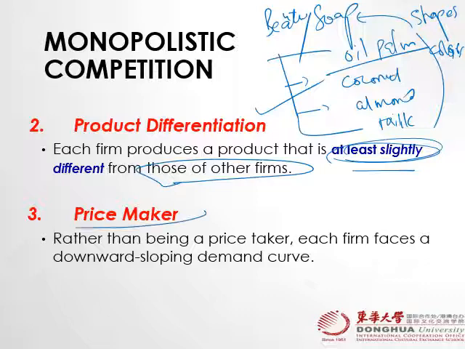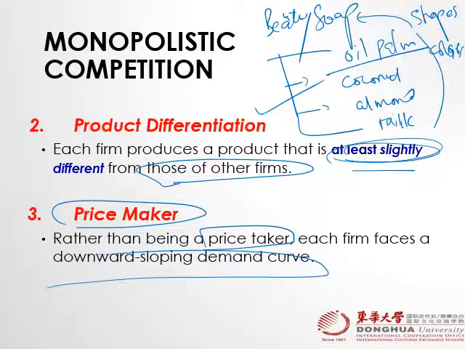The third one was price maker. So rather than be a price taker, each firm faces a downward sloping demand curve, which means their price is subject to the law of demand, right? So they can increase or decrease the price. They can set the price according to their demand as well. They can decrease the demand, they can increase the demand. So they have some influence over price.